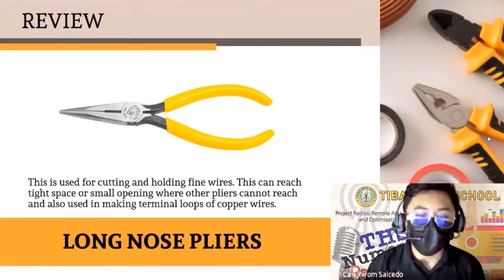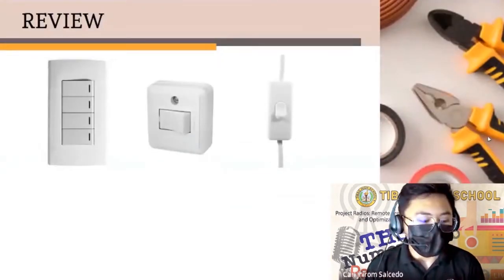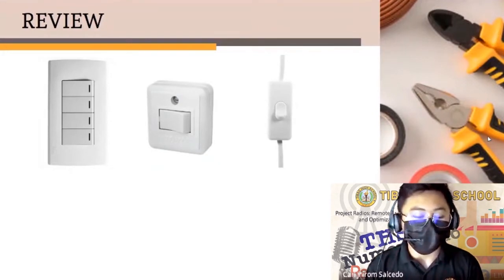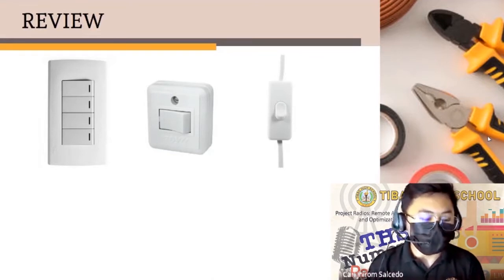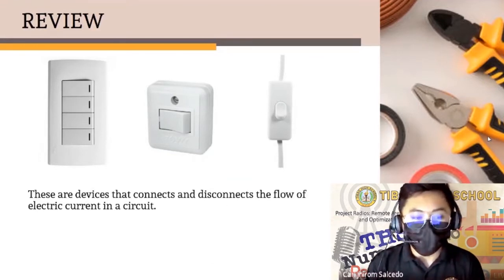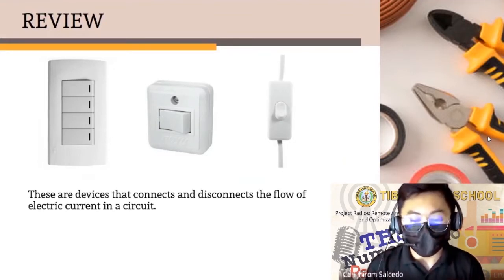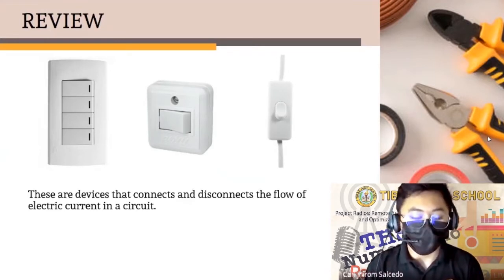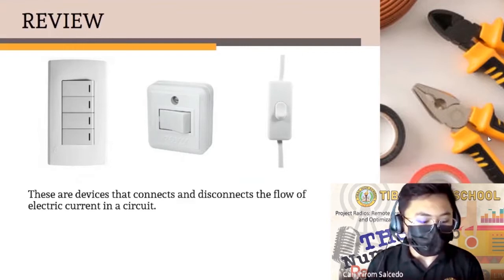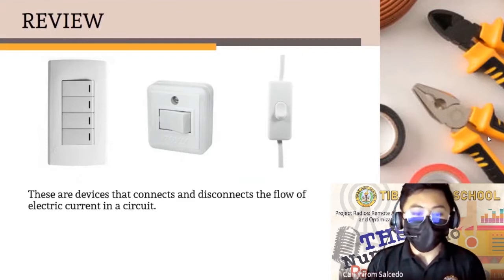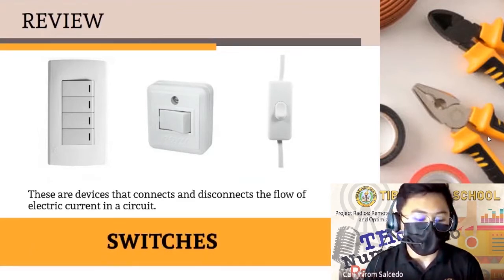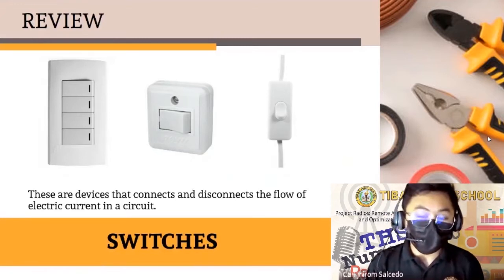Okay, for our last picture, what do you think these materials or equipment are called? Your 10 seconds to answer starts now. Hint, these are devices that connect and disconnect the flow of electric current in a circuit. So what do you call these materials? Okay, for the last time, time's up. These electrical materials are called switches. So kung sinagot nyo switch or switches, very good, you are correct.